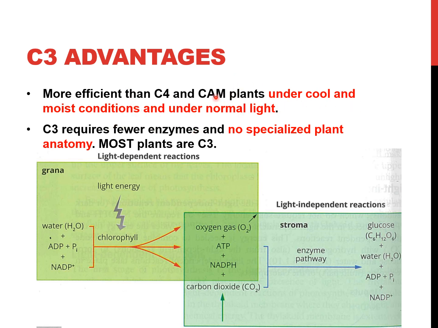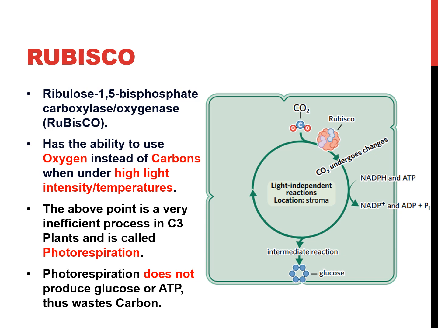So again, C3 advantages: they're more efficient than C4 and CAM plants under cool and moist conditions that I mentioned and normal light level. C3 requires fewer enzymes and no specialized plant anatomy. And most plants on Earth are C3 plants. So that's the basic thing that we've looked at.